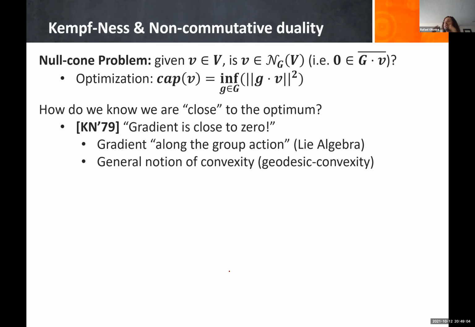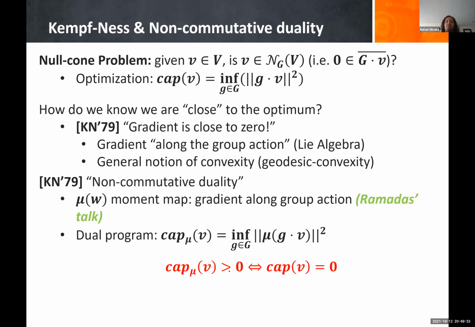And the gradient here is the gradient as Ramadas defined, which is the gradient along the group action, which is related to what Ramadas was talking about, the moment maps. Because the moment maps were the gradients along the group action. And there's a general notion of convexity here, which Kempf-Ness proved, and Cole will be talking a lot more about in his lectures. But now let's just see what happens from Kempf-Ness when we apply it to operator scaling and matrix scaling.